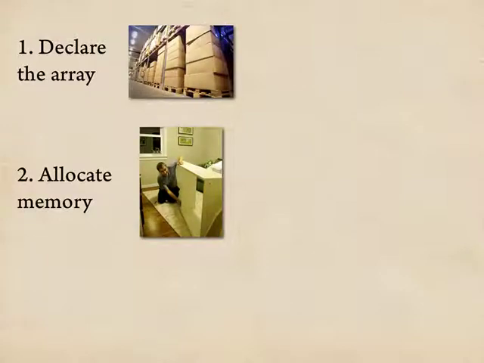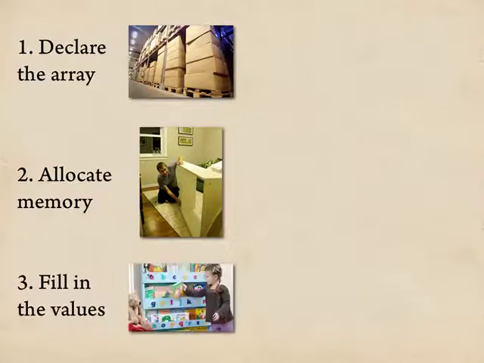Once we've declared the array, we have to allocate memory for it. This is the equivalent of building it. Once we've declared it, all we have is a name. We don't have the array yet. We have to build it, and that's step 2. Once we've built it, then we fill in the values or we put the books on our bookshelf.